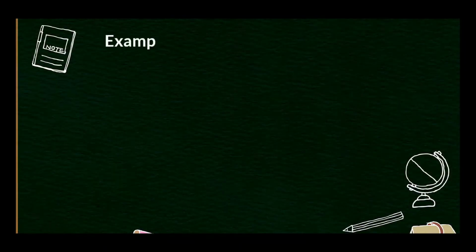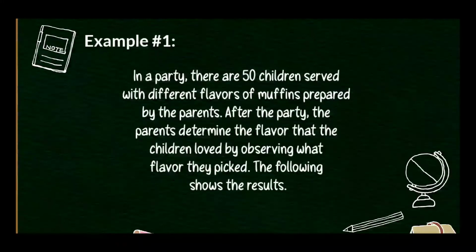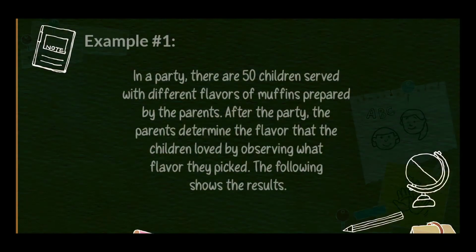I am Laika Katara and I am going to discuss the two examples that I prepared for this topic, and I will also be showing the illustration of pictograph. Example number 1. In a party, there are 50 children served with different flavors of muffins prepared by their parents. After the party, the parents determined the flavor that the children loved by observing the flavors that they picked. The following shows the results.